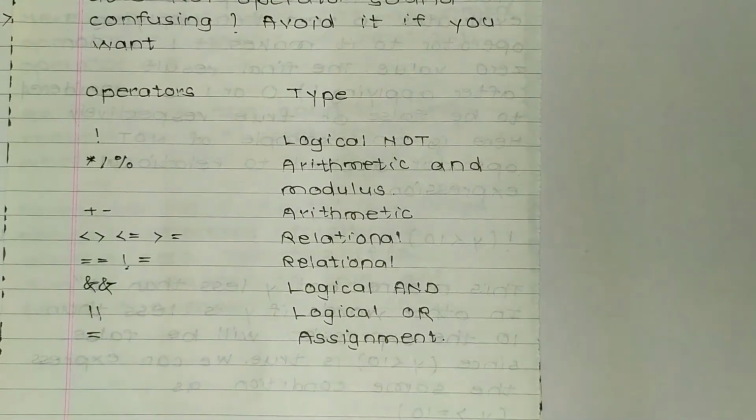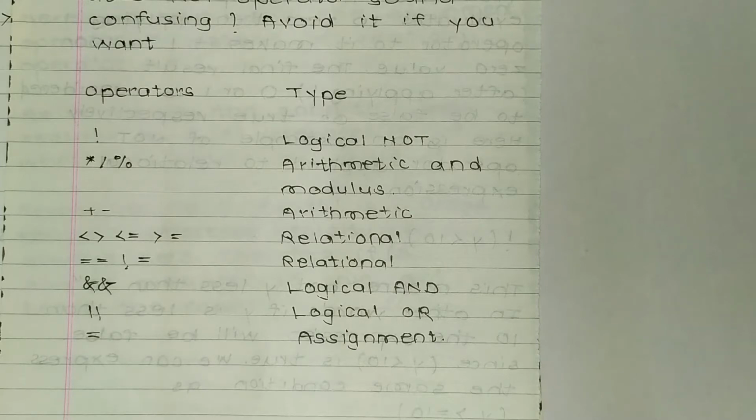We have a list of different kinds of operators. On the left hand side we have operators, and on the right hand side we have type. First is the logical not operation. Then second is arithmetic: multiplication, division and modulus operator. Now plus and minus, which are arithmetic operators.